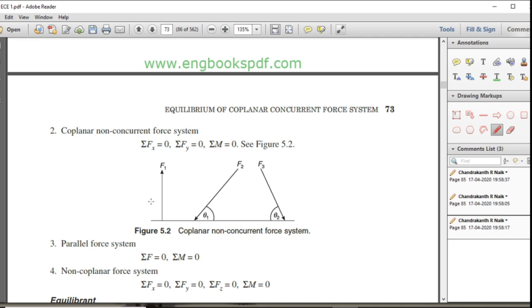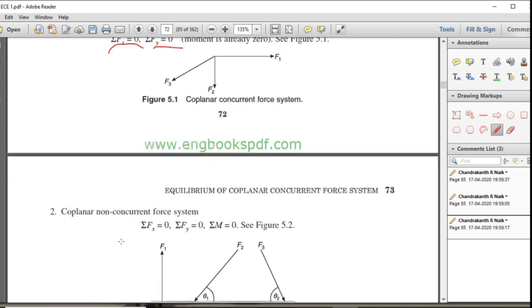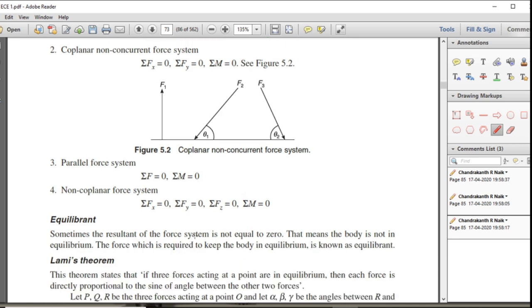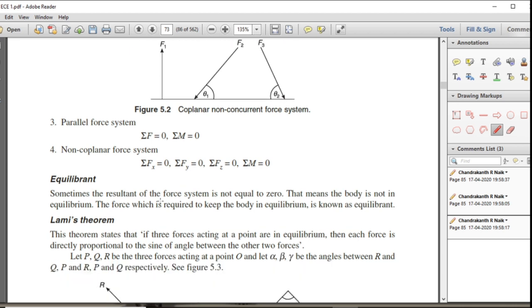Okay, if the force system is parallel, then sigma F equal to 0, sigma M is equal to 0. For a non-coplanar force system, sigma Fx equal to 0, sigma Fy is equal to 0 and sigma Fz, in three coordinates, should be 0 and moment should also be equal to 0. So now let us see what is equilibrant. Equilibrant, what do you mean by equilibrant?